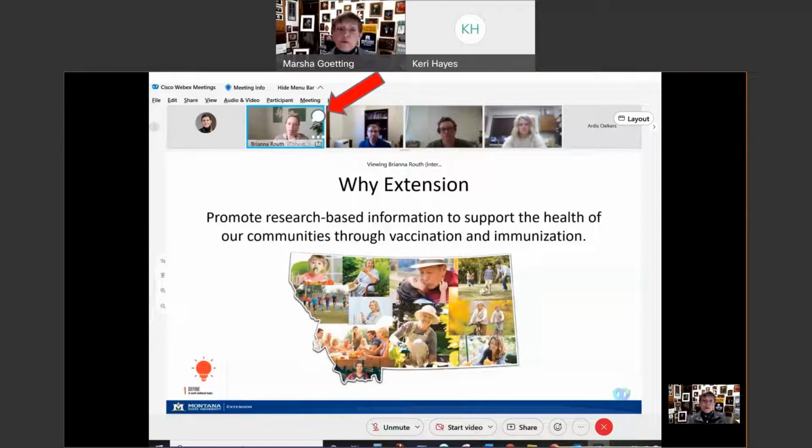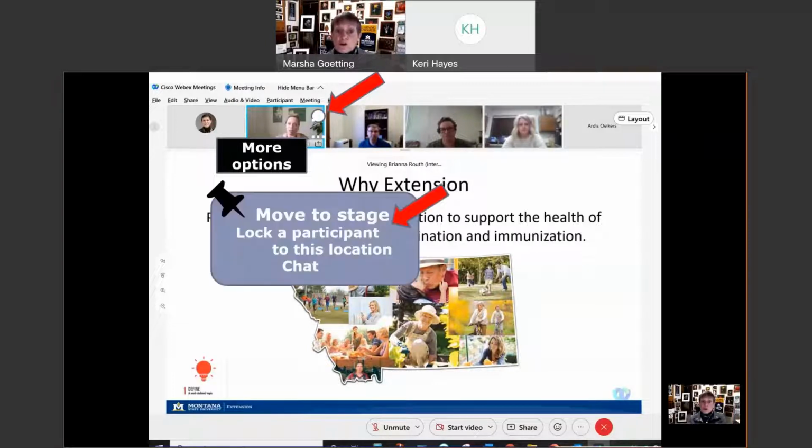But if you take your little pointer for your mouse up there and you click on this, you'll see there are 3 dots that appear. So you click on that, and what you'll discover is the screen is going to offer you more options. And you may wonder, well, what are those options? Well, it allows you to move the speaker to the stage.